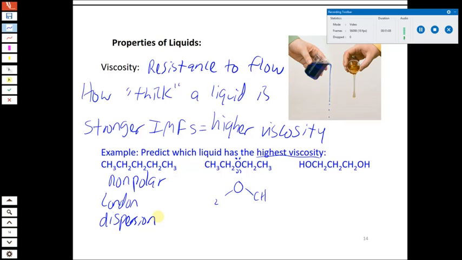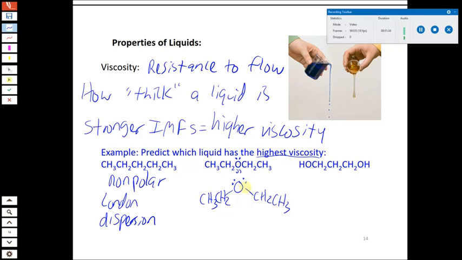All right, so that's London dispersion, and then this molecule, the central oxygen is bent. It has two lone pairs on it, so it's going to be a bent molecule. And you're going to have these carbon chains coming off. And because it's a bent molecule and because the carbon-oxygen bonds are polar, this would be a polar molecule.